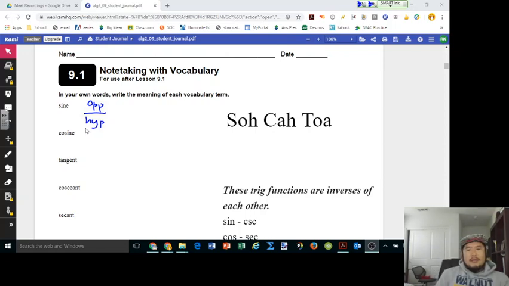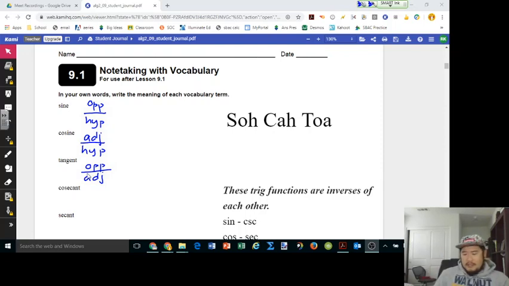In a cosine ratio, those two sides happen to be the adjacent side over the hypotenuse. And for our tangent ratio, we have the opposite over adjacent. And those are the ratios that correspond with sine, cosine, and tangent.